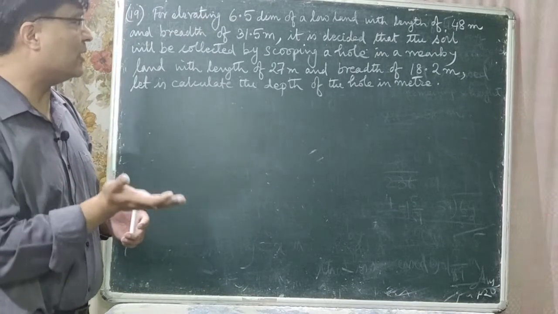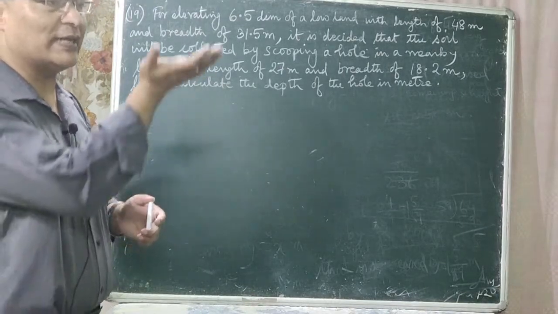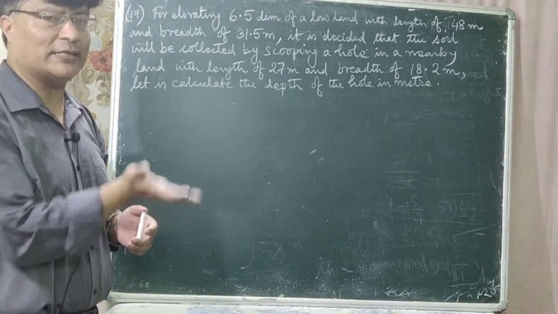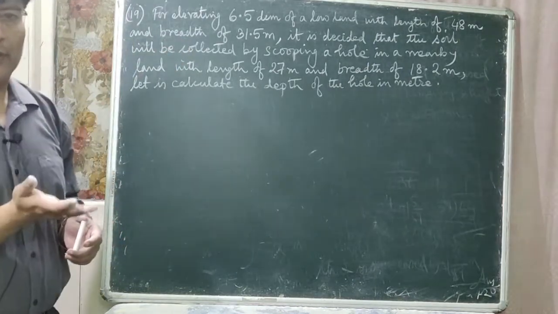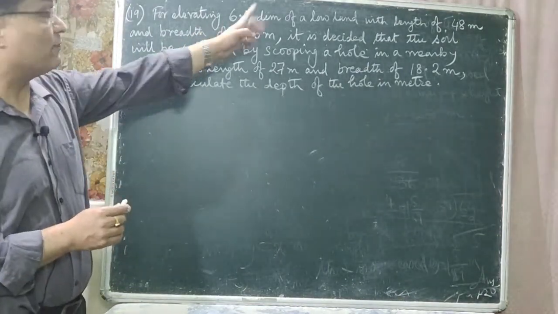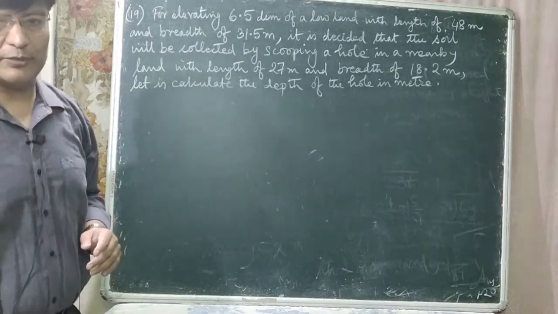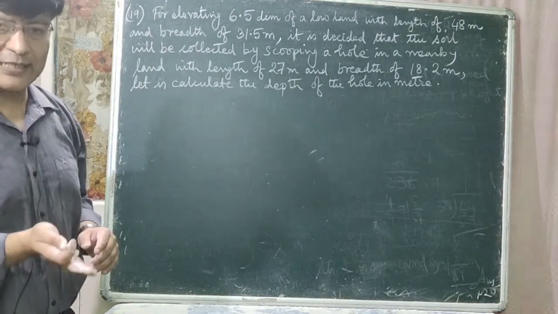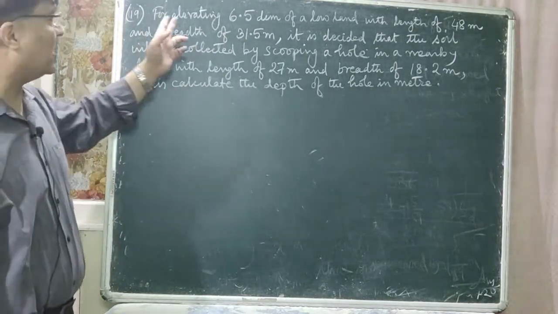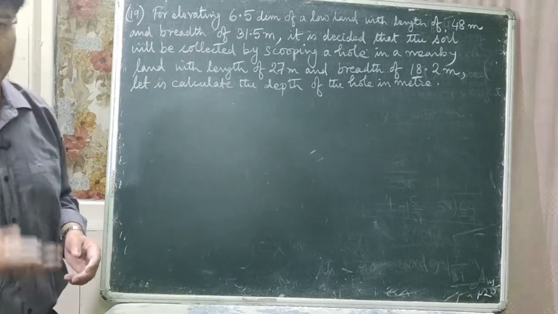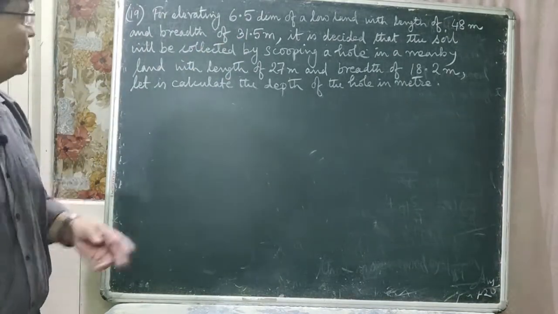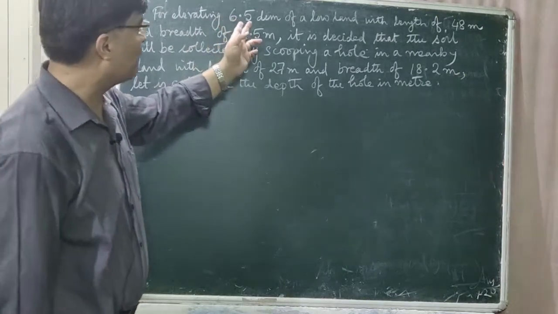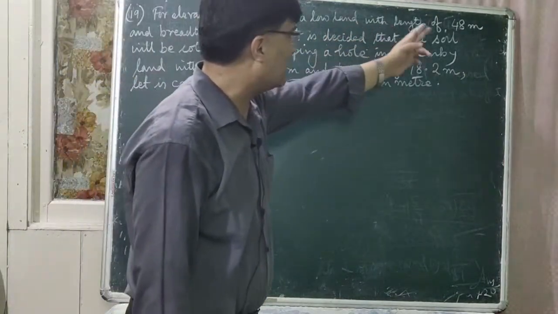त्यो लो ल्यान्डलाई चाहिँ 6.5 डेसिमिटर एलिभेट गर्नु पर्यो, मतलब त्यसको हाइट चाहिँ अलिकति इन्क्रिज गर्नु पर्यो। कतिले इन्क्रिज गर्नु पर्यो? 6.5 डेसिमिटरले इन्क्रिज गर्नु पर्यो, बढाउनु पर्यो। हाइट त्यसको इन्क्रिज गर्नुपर्छ, कतिले? 6.5 डेसिमिटरले त्यसको हाइट चाहिँ बढाउनु पर्यो.